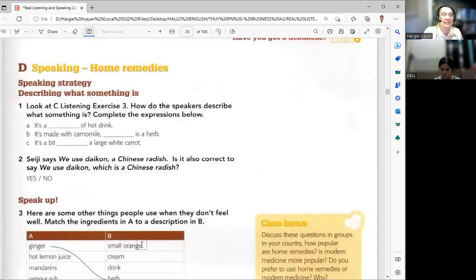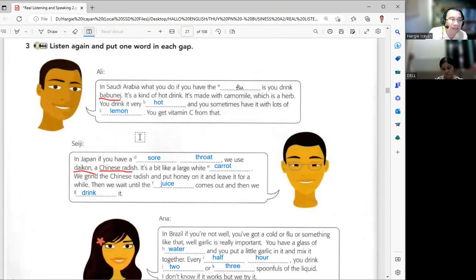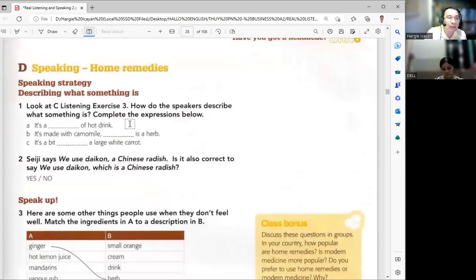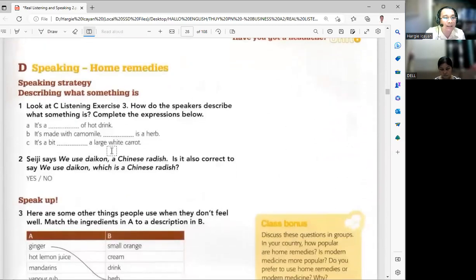Okay, thank you. Next, let's try to do the speaking about the home remedies. So what we are going to do is we describe what something is. So in describing what something is, what are we going to do? Now let's look at letter C, listening exercise 3. How do the speakers describe what something is? Complete the expressions below. So, what do you think would be the word?